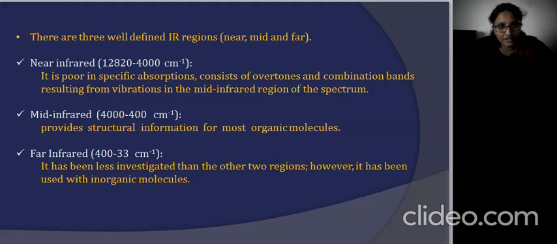Near infrared radiation is poor in scientific absorptions. It consists of a number of overtones and combination bands resulting from vibrations in the mid IR region. Whereas mid IR provides structural information for most of the organic molecules and inorganic molecules, and the wavelength range of mid-IR radiation is 4000 to 400 centimeter inverse, and the far IR wavelength range is 400 to 33 centimeter inverse. It has been less investigated than the near and mid-IR, but it has been used with inorganic molecules.